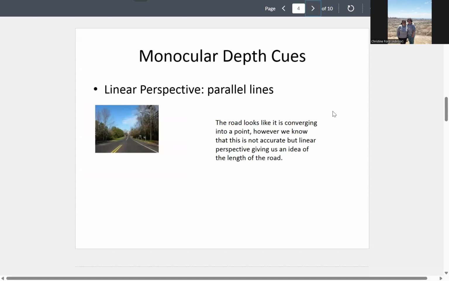The next monocular depth cue that we're going to talk about is linear perspective. Linear perspective is really looking at parallel lines, and how parallel lines appear to be converging to a point in the distance. However, we know that this isn't accurate because we know that we don't just get to a point in the road and we kind of fall off the edge. But it's a way for us to determine how long a road is, or how long a walkway is, or how long like a hallway is, based on how much convergence is happening versus how much is not.